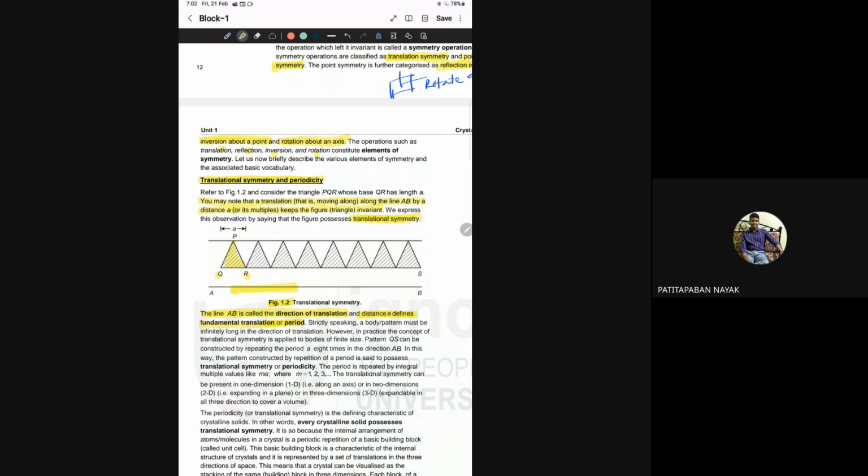Strictly speaking, a body or pattern must be infinitely long in the direction of translation.